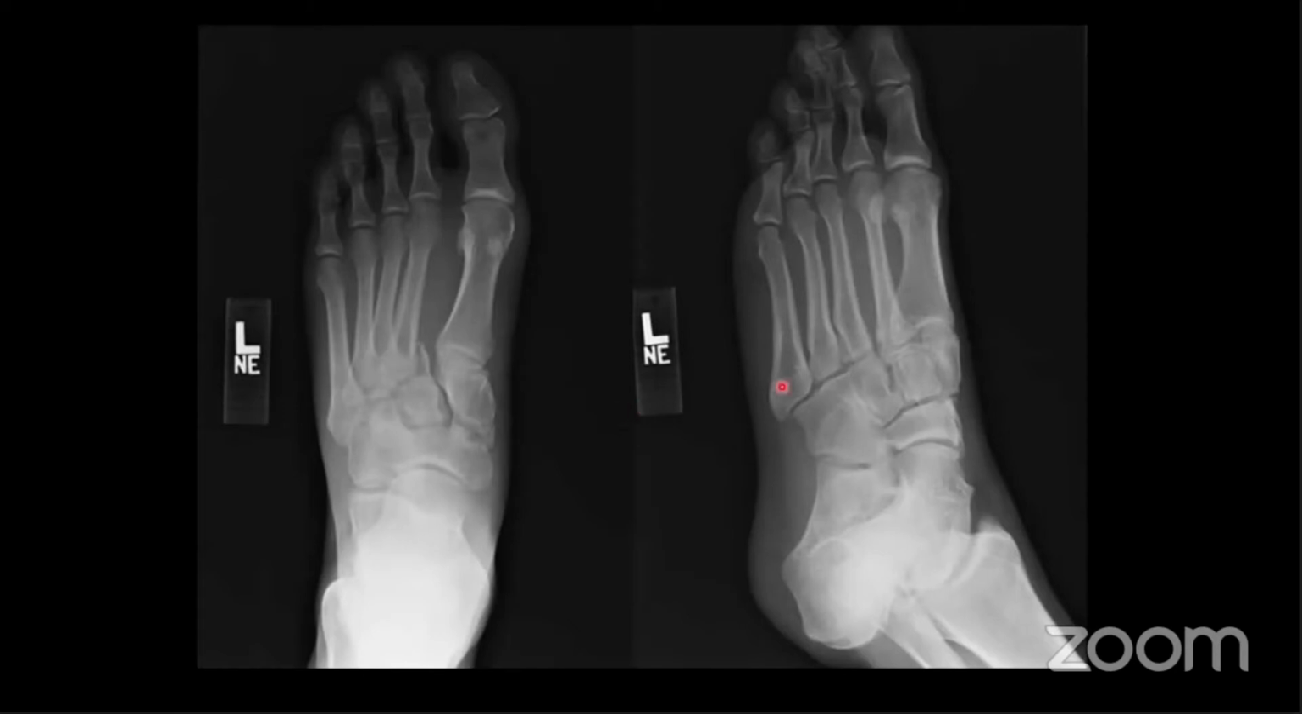Yeah, so this is another Lisfranc injury. This is a divergent injury. This joint space here is widened, between the medial and middle cuneiform bones, and the normal alignment you'd expect here is that the base of the second metatarsal should align with the medial aspect of the middle cuneiform bone. I'll show you on my next diagram. So this should all line up here. So yes, this is a Lisfranc injury.